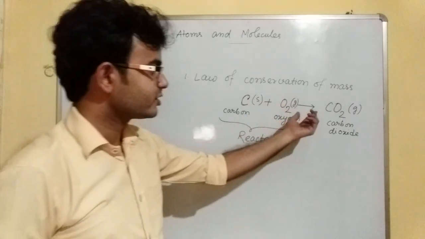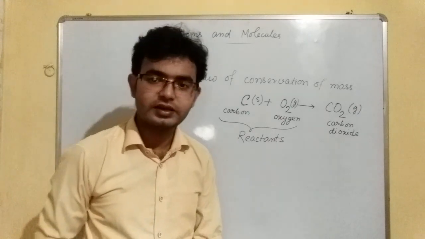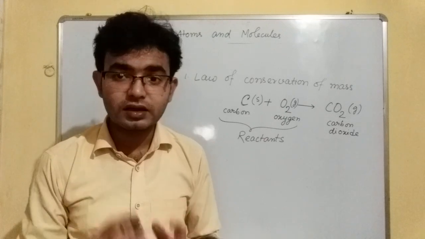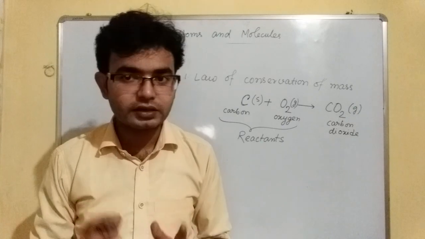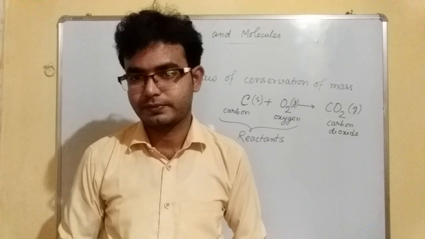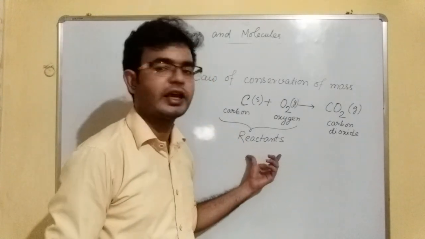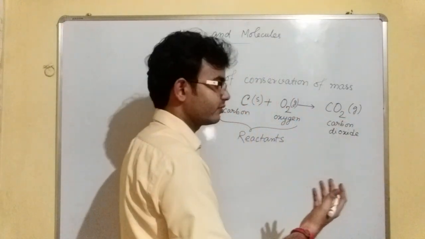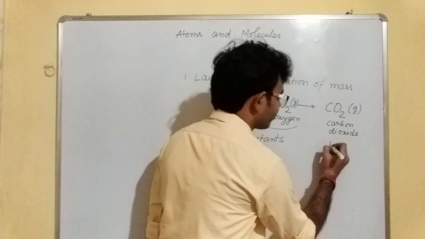Now those substances which are present at the left side of the arrow are called reactants. Reactants react to form a new substance. In a chemical reaction, reactants react to form a new substance. So reactants are those which react and form a new substance. Those which react to form a new substance, we will call reactants. Now whatever substances are formed in a reaction, they are called products.